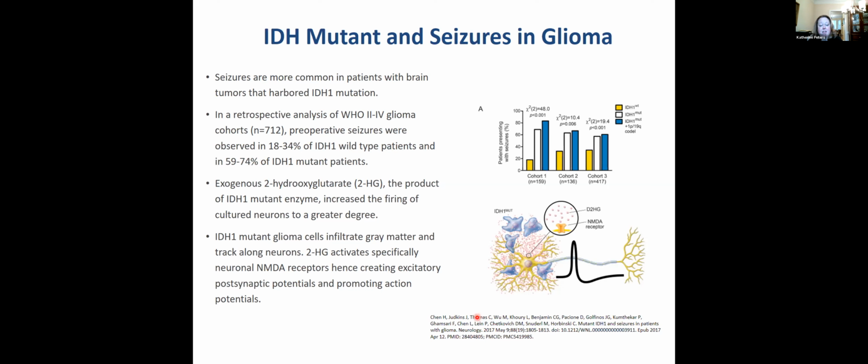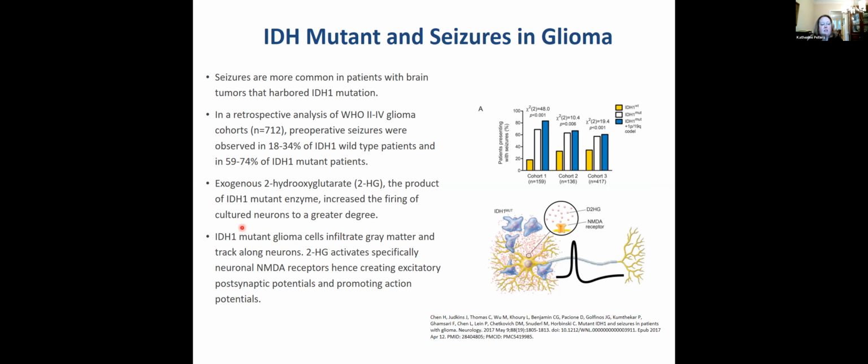And so in a nice analysis that was published in the Green Journal by my colleague Craig Horbinski out of Northwestern, they did a retrospective analysis of a large cohort of glioma patients, about 700 glioma patients, and found that perioperative seizures were much more common in those patients that had IDH1 mutations. They then further did a series of experiments that showed that that oncometabolite that I described before, the 2-hydroxyglutarate, doesn't just cause tumorigenesis, but it seems to increase the firing of cultured neurons.